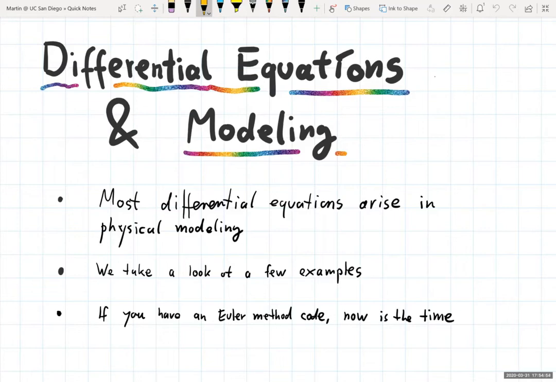We will take a look at a few examples. Some of these examples are quite simple from a mathematical point of view, but I believe it will be helpful to just discuss how these relate to mathematical modeling.